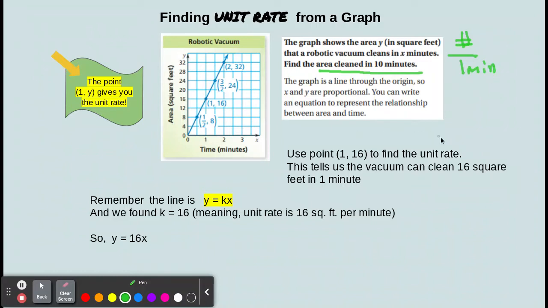Okay. From the slide before, we know that we want 1 on the bottom to find the unit rate, meaning we want our x to equal 1, right? If our x is 1, then the corresponding y value is going to be our unit rate. So let's look over here. Here's our x. Let's go up, and our y equals what? 16. So our unit rate is 16 square feet in 1 minute.